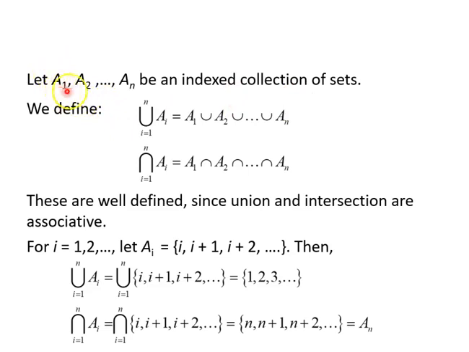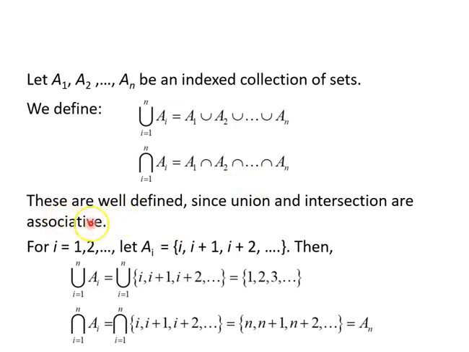Let A1, A2, and so on An be an indexed collection of sets. Here n is some positive integer. Because of the associative law for union and the associative law for intersection, we can define union of n sets this way and intersection of n sets this way.